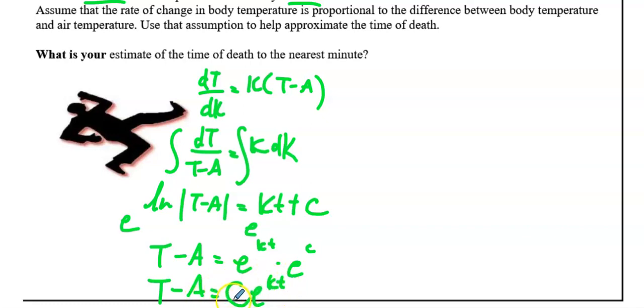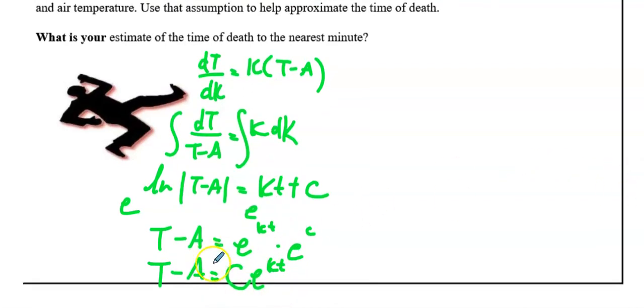Now, we got to solve for these values, right? We need to know what the C is and we need to know what the k is. That's what we always do in the previous examples, is figure out what the C is and what the k is.